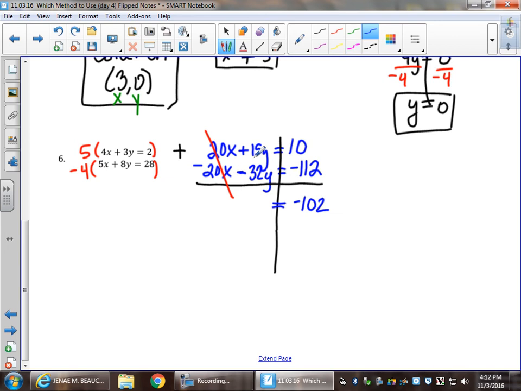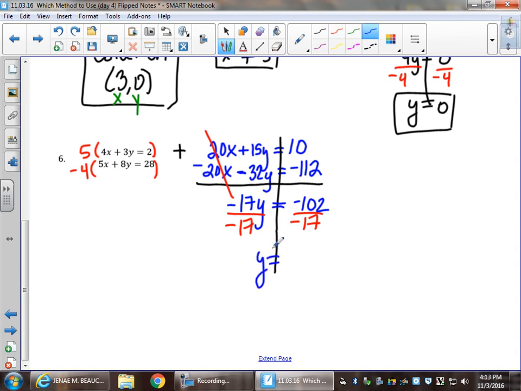Let's see what we get now. 15y plus a negative 32y, or 15 minus 32. What's that? 15 minus 32 is negative 17. So negative 17y. Okay, now let's try this. Let's see. Divide by negative 17.